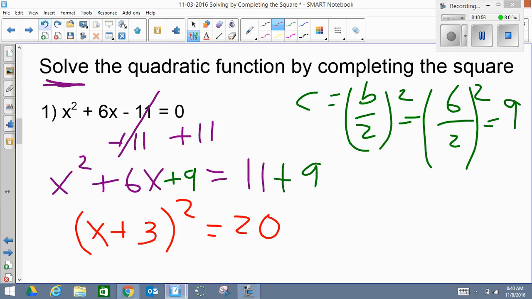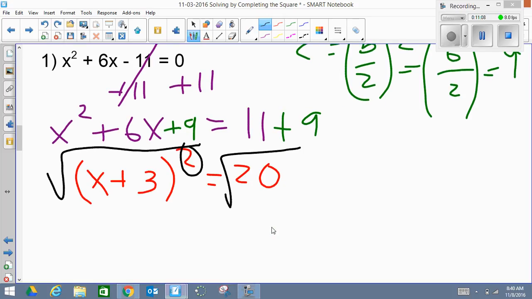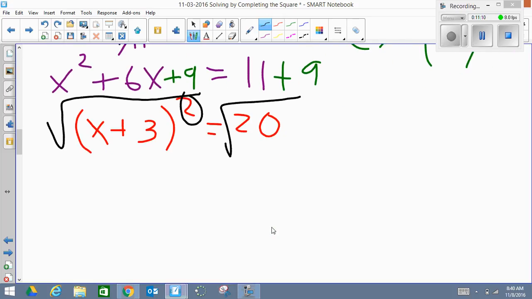The way to get rid of the square is by doing the square root. My square root will cancel that square. If I do square root on one side, I do square root on the other side. So the square root will cancel the square, and the x plus 3 will come out of the radical.